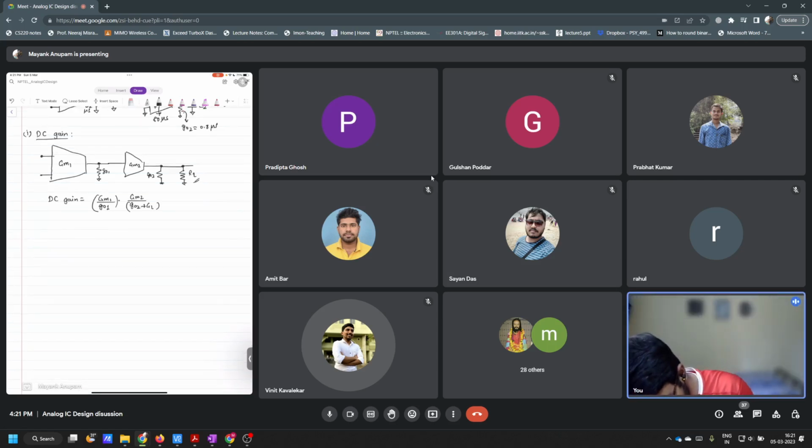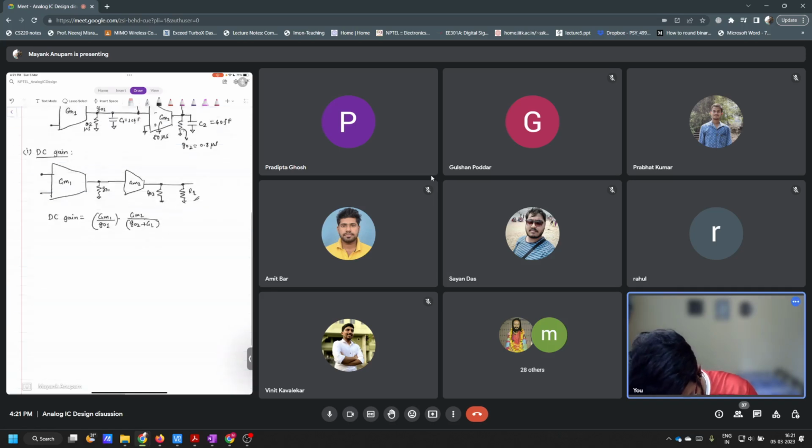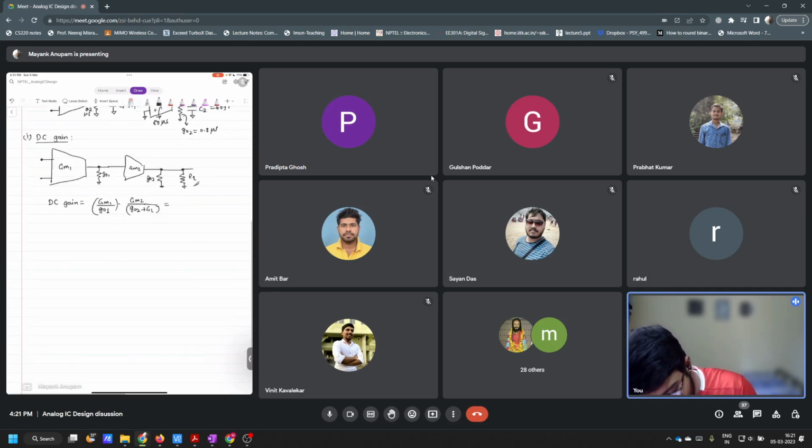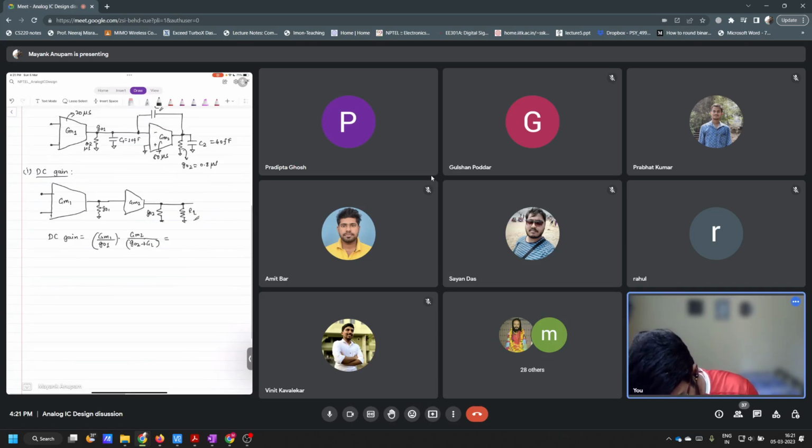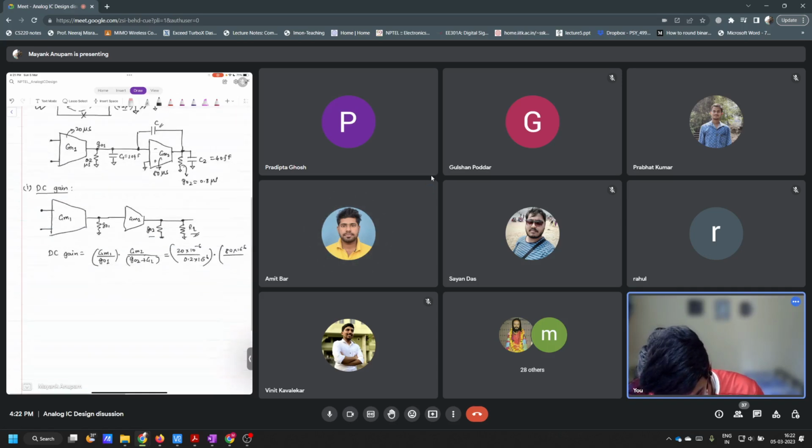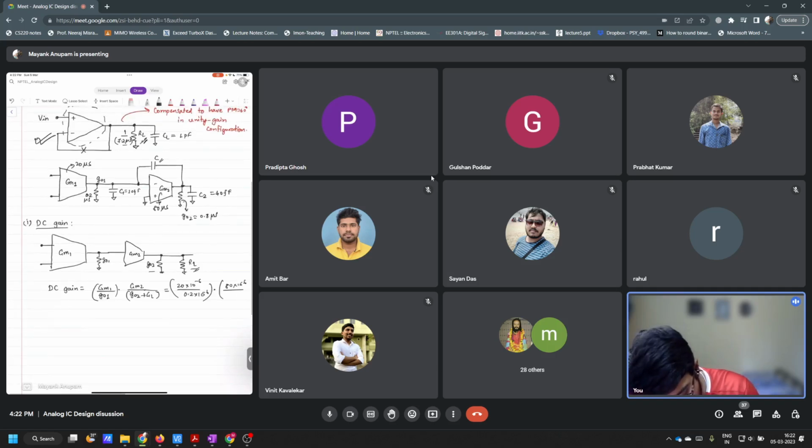Now tell me, it doesn't matter what the value is, but let's say we want to calculate the value, because that is the whole fuss about, right? So what is GM1? 20 micro, correct. What is GO1? 0.2 micro. Cool. Now what is GM2? 80 micro. What is GO2 plus GL? 8 micro. Correct, because it is 0.8 micro, right?